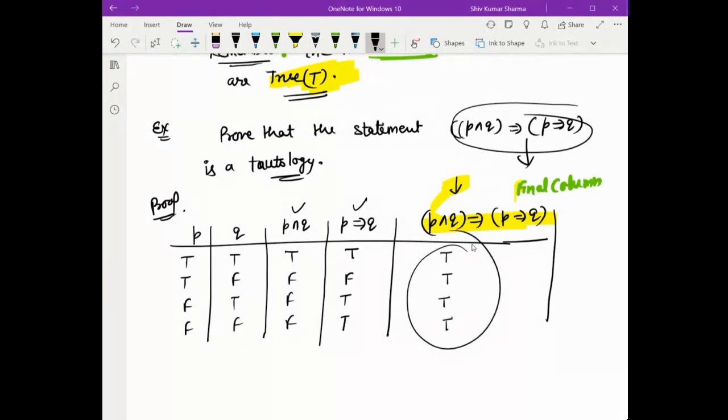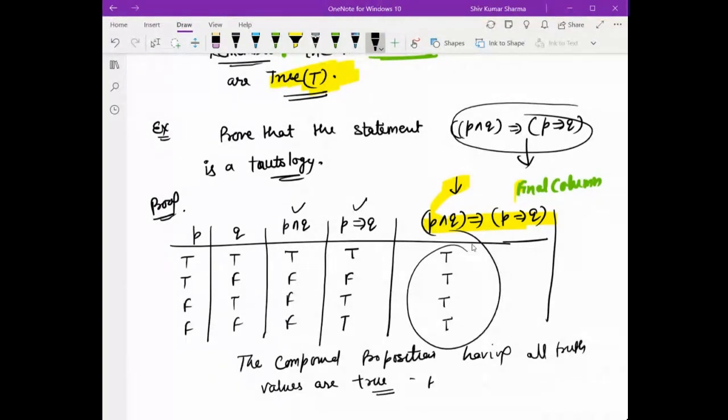So this is the final column, having all the truth values true, for the compound proposition. So hence this is a tautology. It is a tautology.